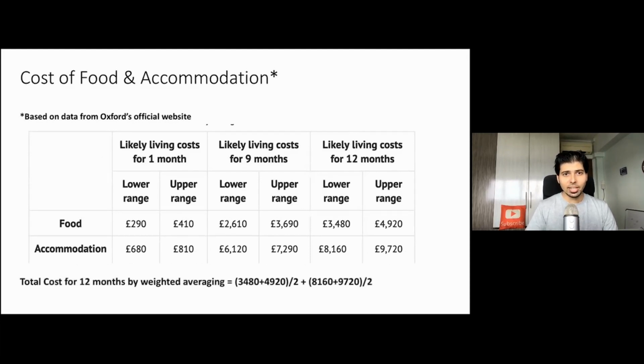So moving ahead, we see the calculation. So we have done some weighted averaging to find the total cost. So I have taken the average of lower range and upper range, both for food and accommodation. And the final number is coming out to be 13,140 British pounds, or 13.14 lakh rupees. So this is the amount of money you'll be spending on eating and accommodation.